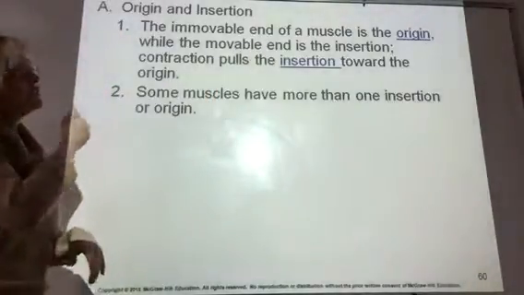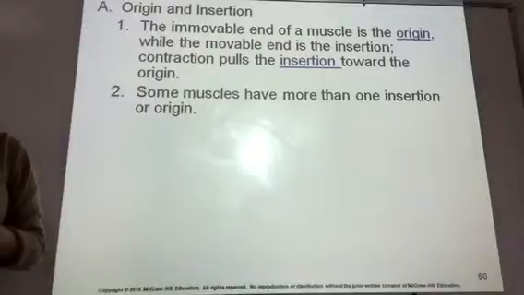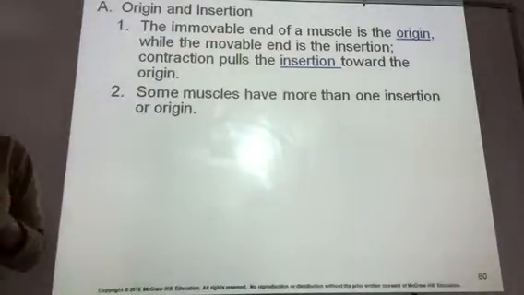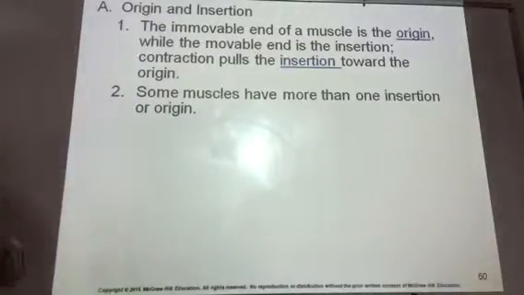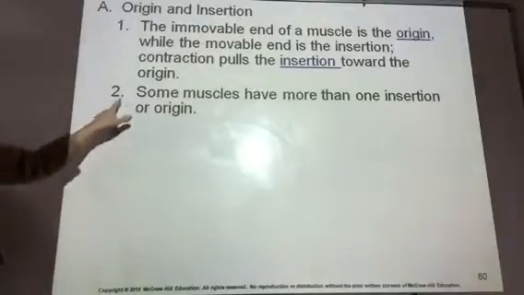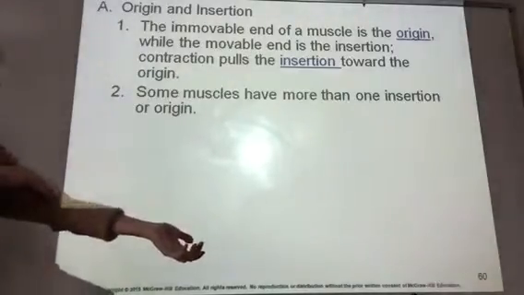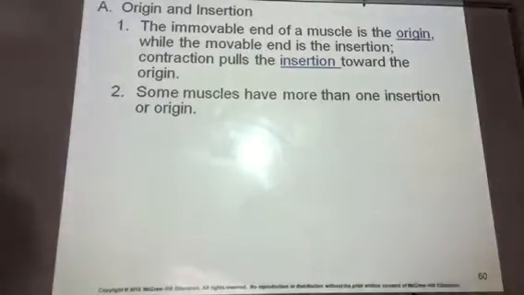So origin is the immovable part. Insertion is the movable part. If you know the origin and insertion, you should be able to decipher which direction that muscle moves. Some muscles are going to have more than one insertion. So for example, your biceps may connect to your radius and your ulna. They may insert at more than one spot.